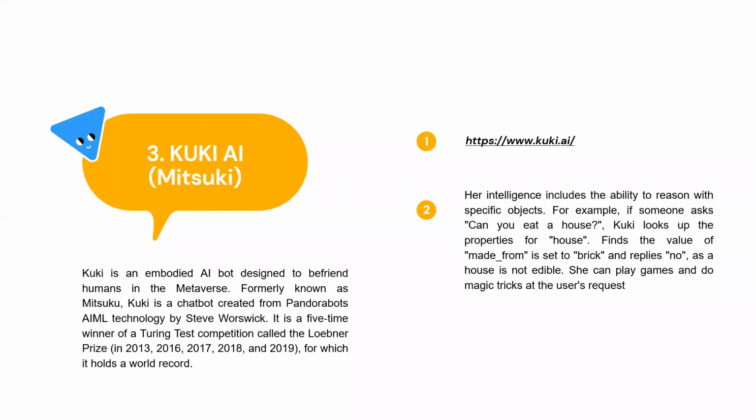Kuki's intelligence includes the ability to reason with specific objects. For example, if someone asks, "Can you eat a house?" Kuki looks up the properties for house, finds the value of made from is set to brick, and replies no, as a house is not edible. She can play games and do magic tricks at the user's request. If you want to visit Kuki AI, you can go to www.kuki.ai.